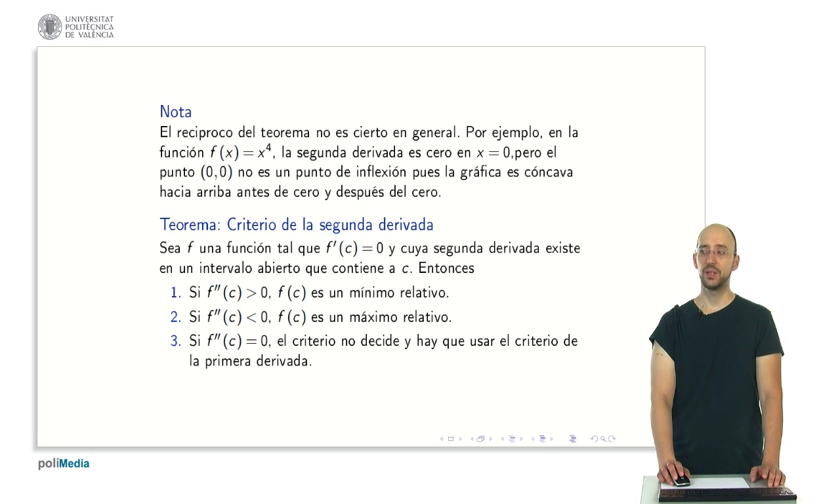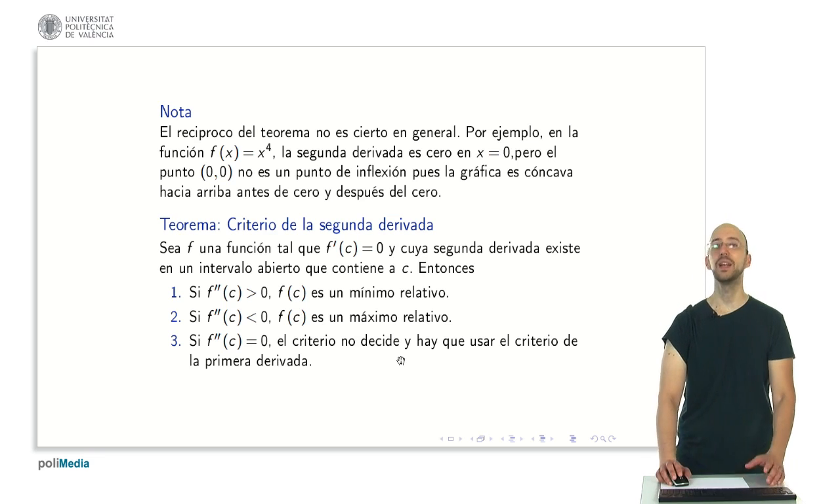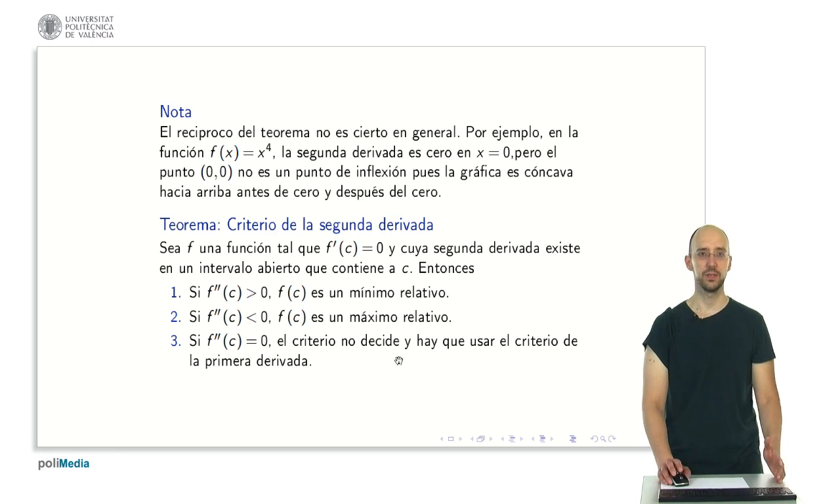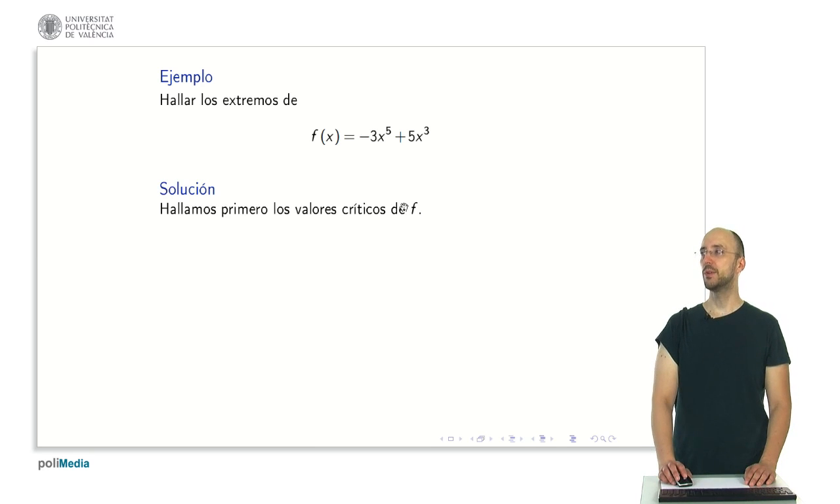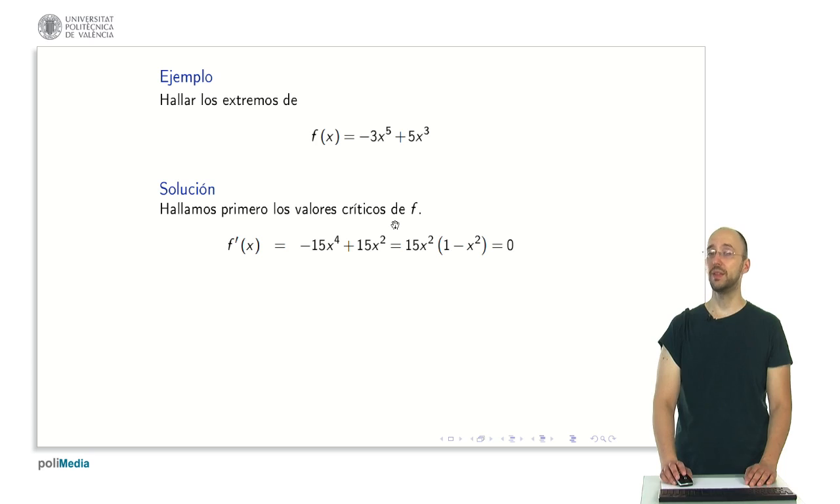What if the second derivative at c is 0? The criterion can't decide, so we would need to use the first derivative criterion. Here's a quick example of a simple polynomial, easy to differentiate and work with, defined at all points without any continuity problems. We find the critical values of that polynomial. Do you remember how they were found?